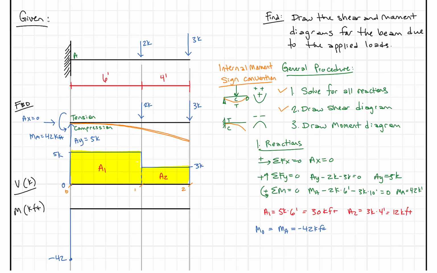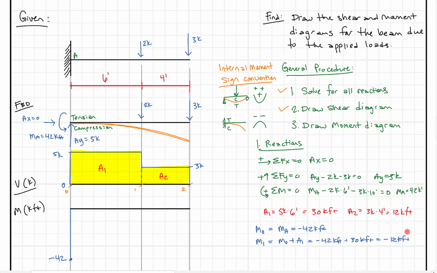Then we're just going to carry on. So we have the moment at 1 has to equal M0 plus A1. Typically with simply supported beams, M0 doesn't exist. It's 0, so you don't have to worry about it. But with cantilevers, you do, because there's going to be bending. There's going to be rotational restraint at the support. So when we put this together, what do we get? We get minus 42 kip feet plus 30 kip feet, and that gets us to minus 12 kip feet.